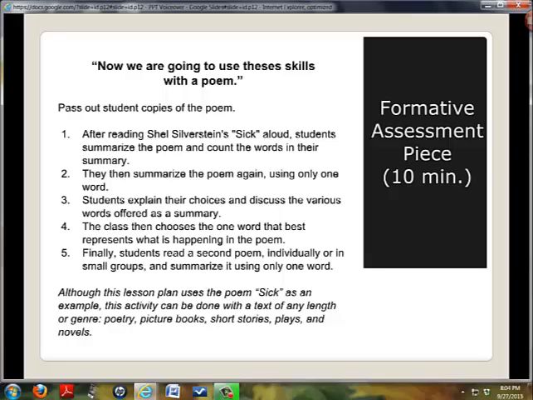Finally, students read a second poem, individually or in small groups, and summarize it using only one word. Although this lesson plan uses the poem Sick as an example, this activity could be done with a variety of text of any length or genre.